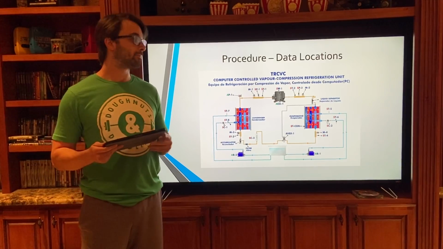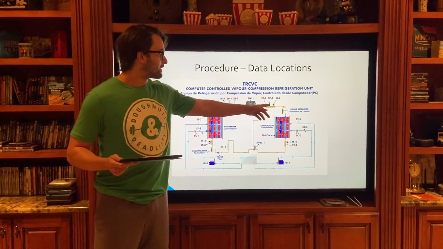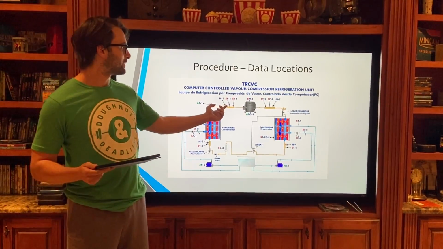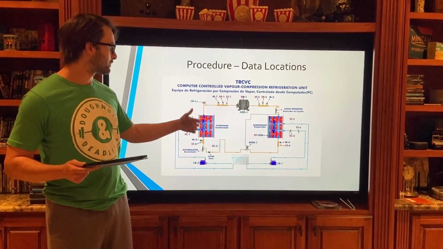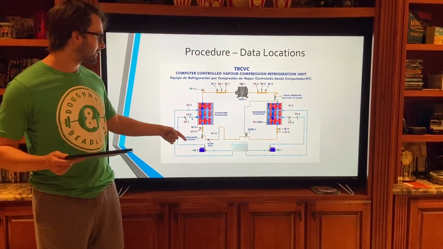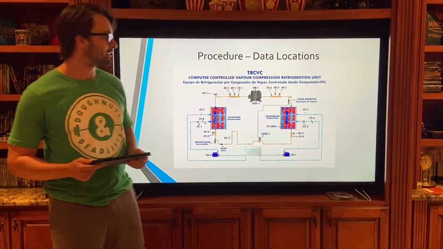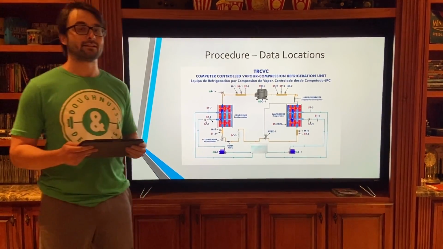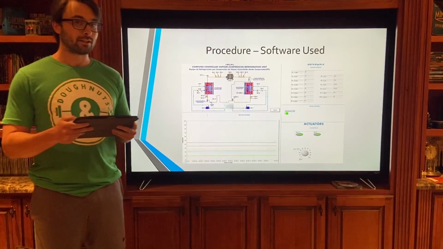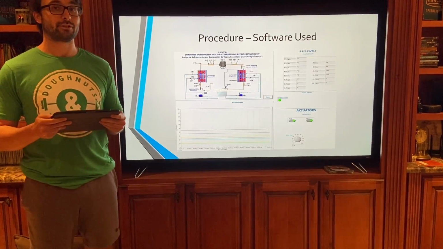So this is an overview of the system that was used. ST2 and SP2 are the inlet to the compressor. SP1 and ST1 are the outlet to the compressor and input to the condenser. ST3 is the temperature output of the condenser, and ST4 is the temperature outlet of the thermostatic expansion valve, and it's the input to the evaporator. And this is just an image of the software used that was sent to us during the break.